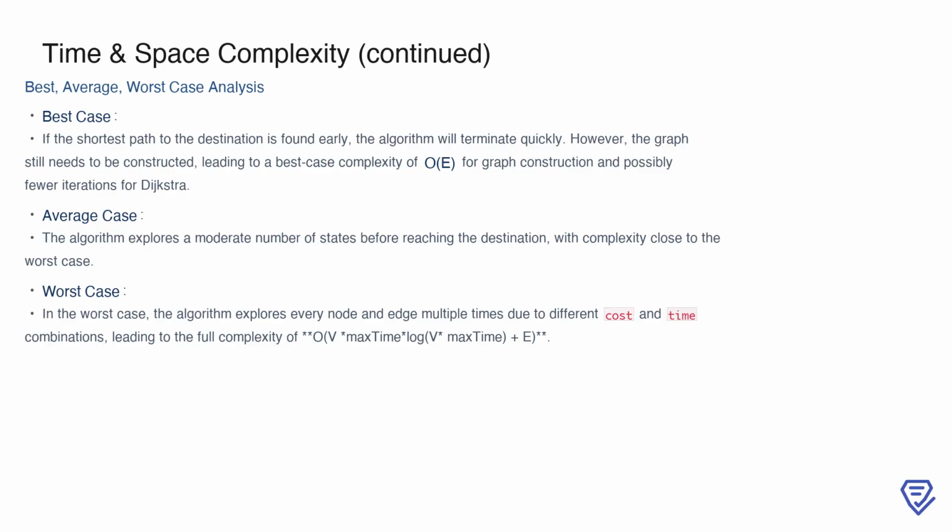In the average case, the algorithm explores a moderate number of states before reaching the destination. The complexity in this scenario is close to the worst case but may involve fewer iterations depending on the graph structure. In the worst case, the algorithm has to explore every node and edge multiple times due to various combinations of cost and time. This results in the full complexity of O(v * maxtime * log(v * maxtime) + e). The worst case occurs when the graph is densely connected, maxtime is large, and many paths need to be evaluated before finding the optimal one or concluding that no valid path exists.